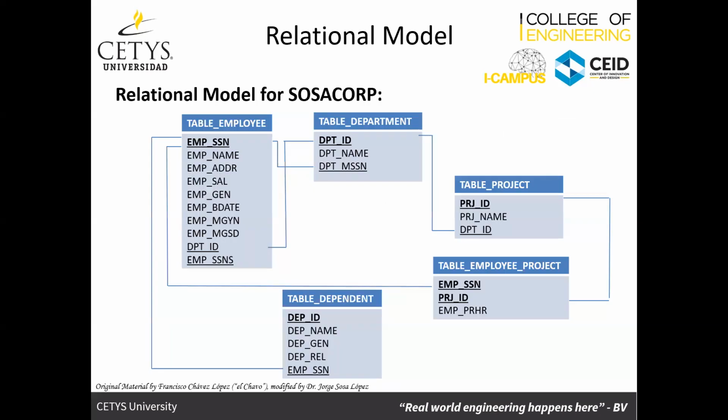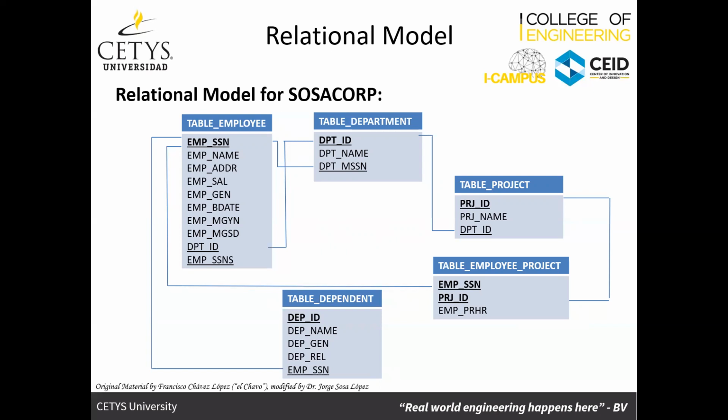In this case, notice that the employee already has the department ID. I already added it because of the 1-to-n. And now I'm adding the social security number, but I'm calling it differently. I'm calling it the department manager social security number, but it's still the primary key from the employee, and I've connected it.